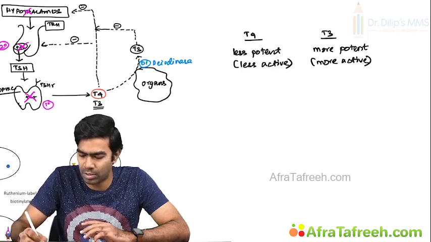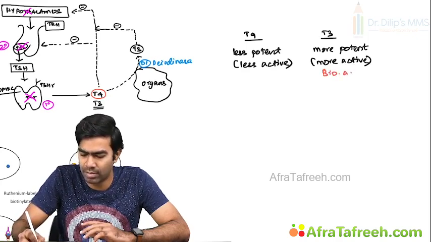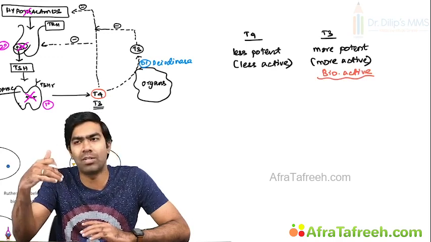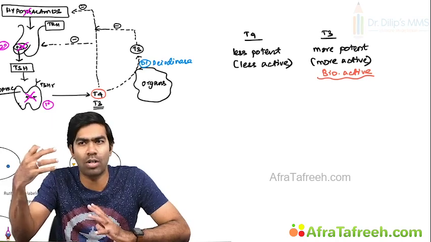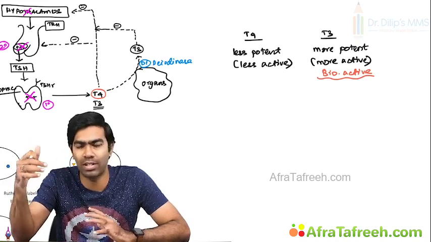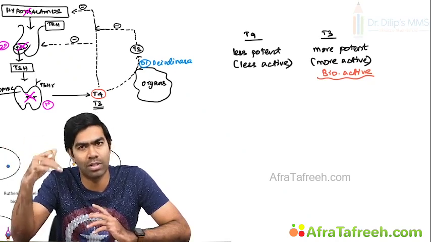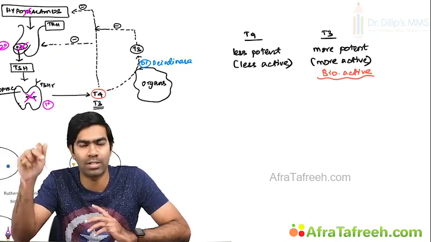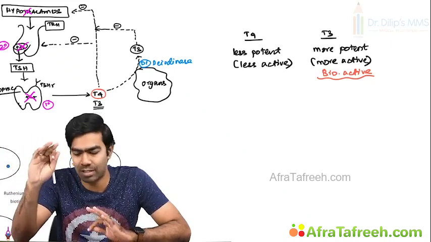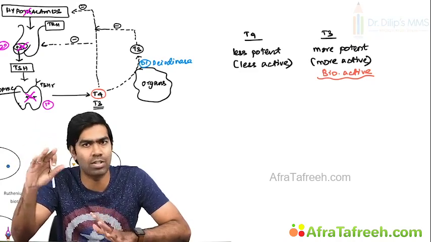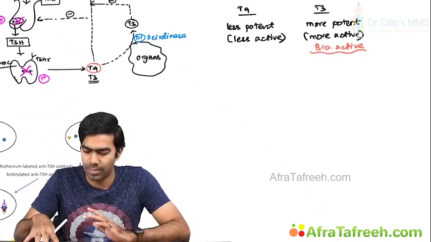But in the exam, if they ask you which is the hormone that is biologically active, you have to answer it is T3 only, because T3 is the hormone inside the cell, which means whatever T4 influxes into the cell will be converted to T3 once again by the D2 deiodinase present inside the cell. So this T3 is the biologically active hormone.